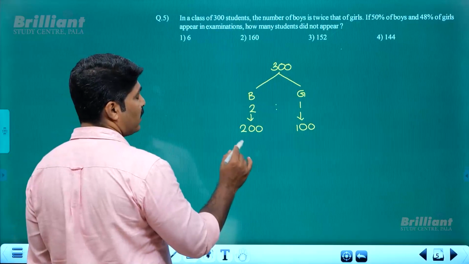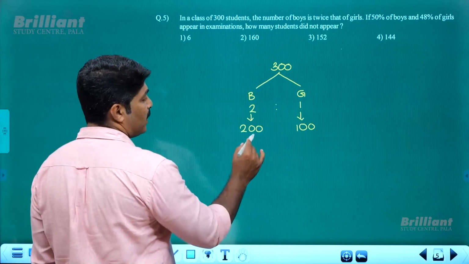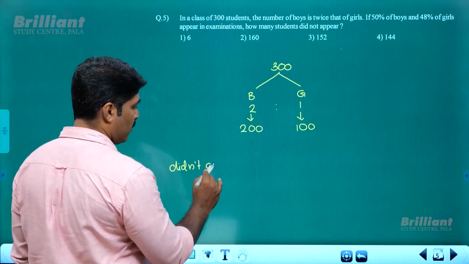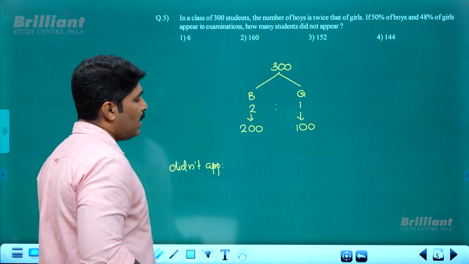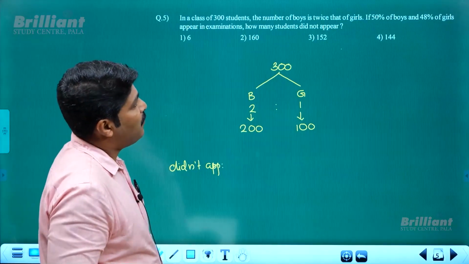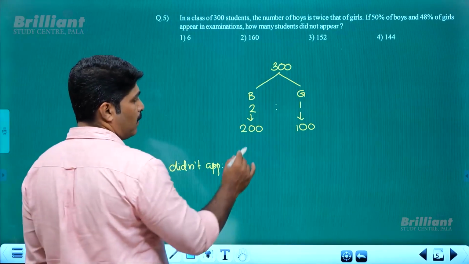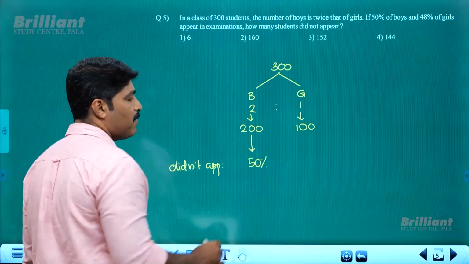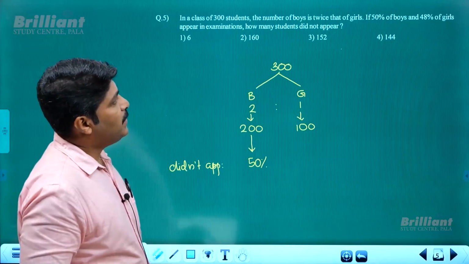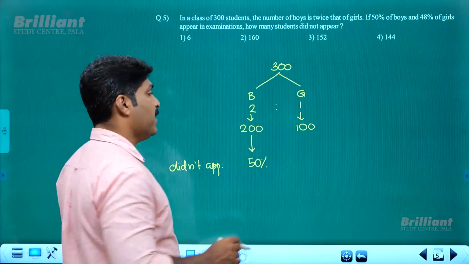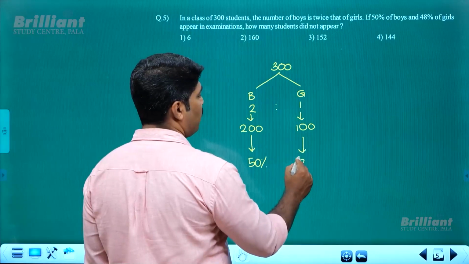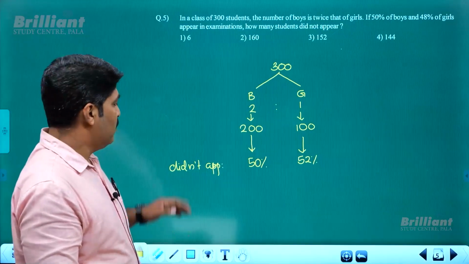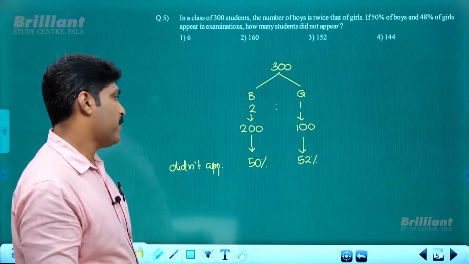So from here, we are considering the strength of the students who didn't appear. Got it? So for didn't appear strength, it is given that 50% of the boys appear. So if 50% of the boys appear, then the remaining 50% of the boys didn't appear. 48% of girls appear, therefore the remaining 52% of the girls did not appear in the exam. So we have to find out the did-not-appear data.